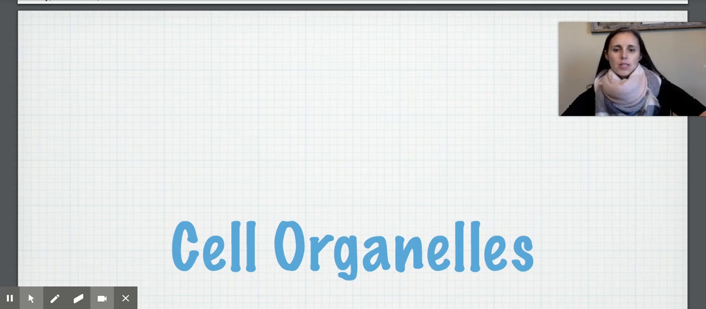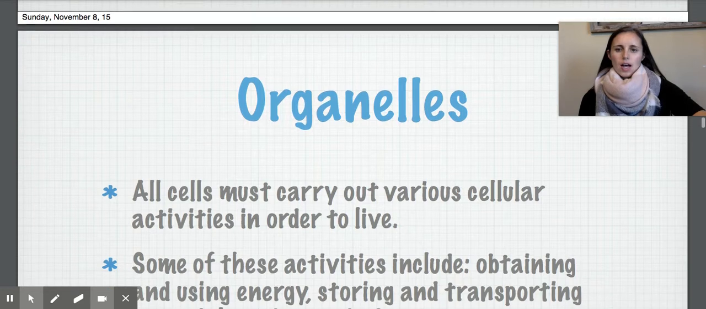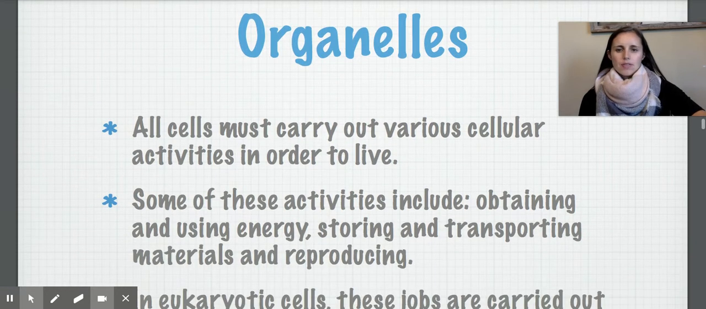So now that we know what cells are, what we're going to do is take a closer look at cells by looking at the idea of cell organelles. A cell organelle is a specialized structure within a cell that helps it to maintain a function. So a little bit about organelles themselves.